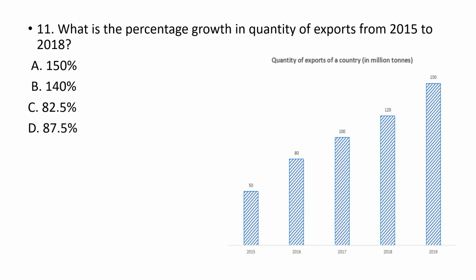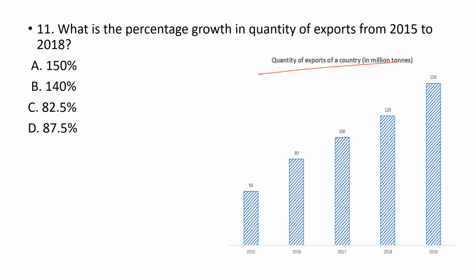Okay, now we are given a question with a graph. Guys, you need to know that under a graph, definitely there are 3 or 4 questions going to be asked. So you need to carefully observe the graph. Definitely it will fetch you more than 3 or 4 answers. Here we are given a graph about the quantity of exports of a country. Percentage of growth in quantity of export from 2015 to 2018.